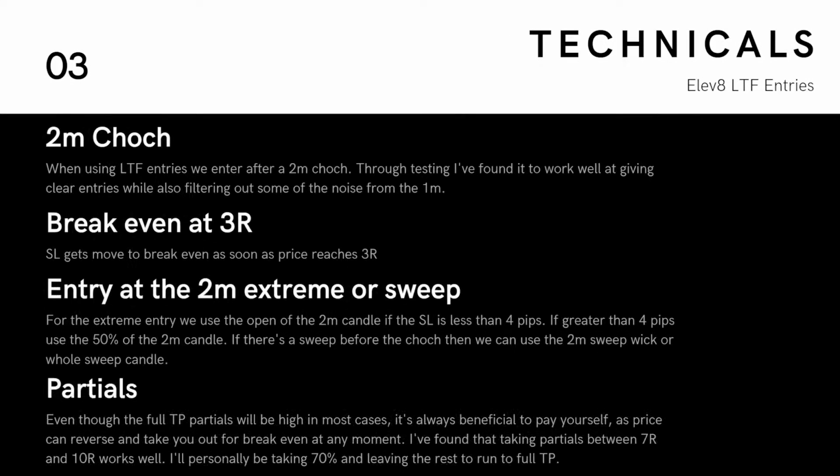So, technicals. We're going to be using a 2-minute change of character. Through testing, I've found it to work really well, giving clear entries and also filtering out some of the noise from the 1 minute. On the 1 minute, you'll often see a tiny pullback and then a break and then a change of character, or an inside bar 1 minute change of character, and that's only on the 1 minute. Then you take 2 or 3 losses trying to get into a trade. So I found the 2 minute to be a really consistent time frame to use, and a good alternative to the 1 minute. It provides some nice clean entries and it's very clear.